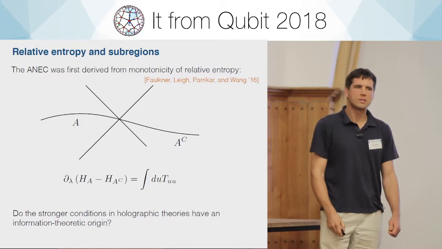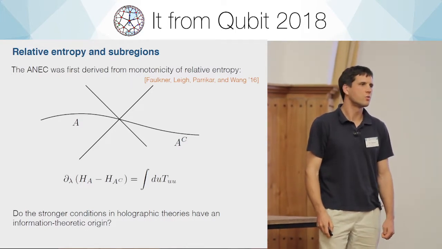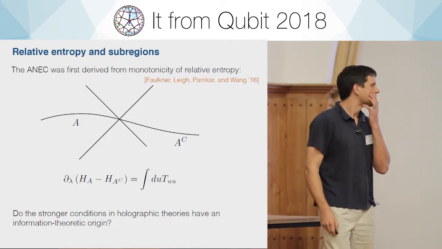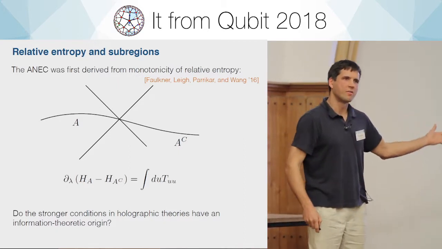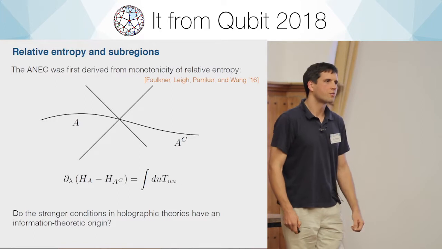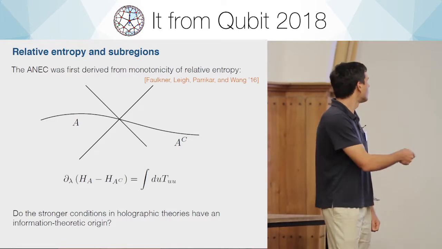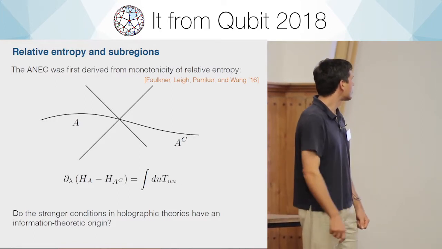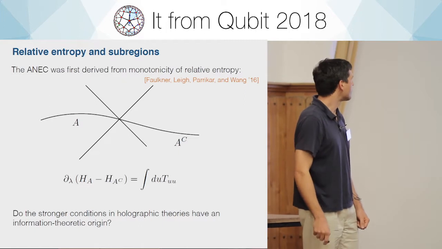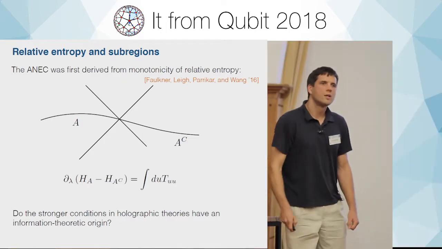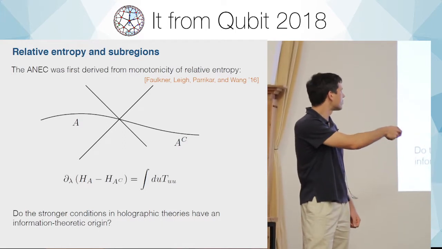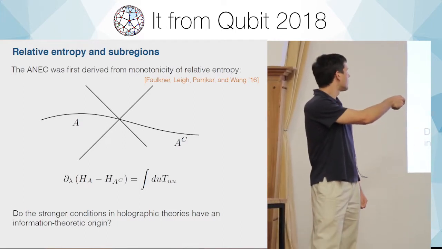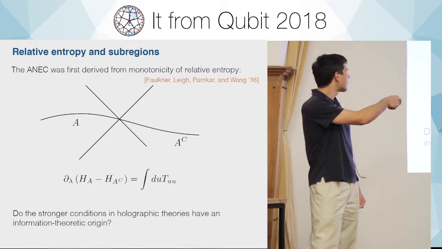So the last thing I want to mention is the connection to information. The ANEC was first derived not by this OPE method that I just described. It was first derived by this group using monotonicity of relative entropy. The way that argument goes is they take space and they divide it in two and then deform in a light-like direction at the cut here.